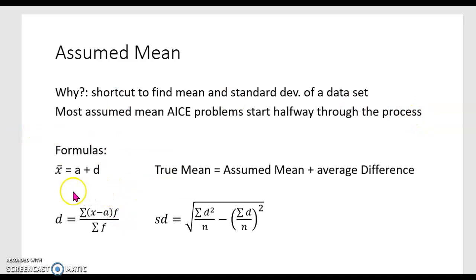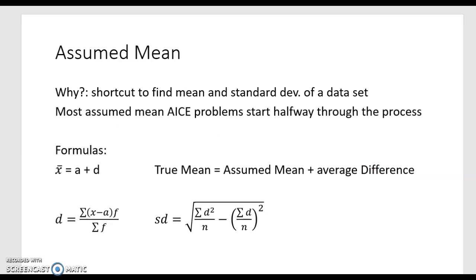So here are the key formulas. First, we have this: the mean equals A plus D bar. This means the real mean equals whatever your assumed mean was plus the average of the differences that the data values are from your assumed mean.